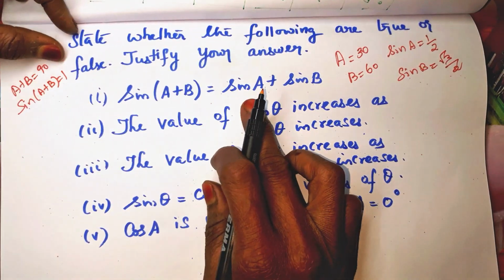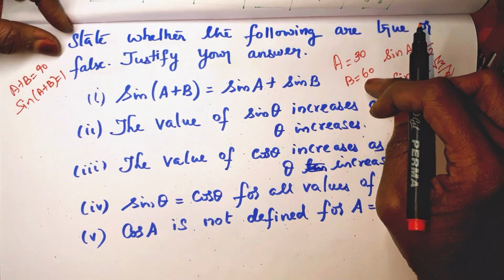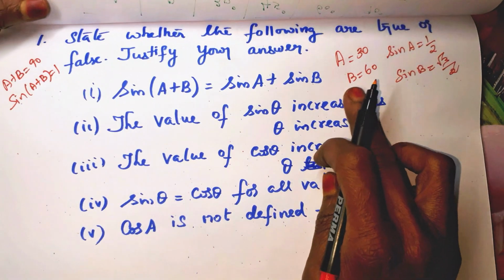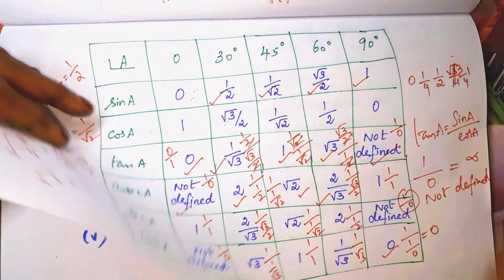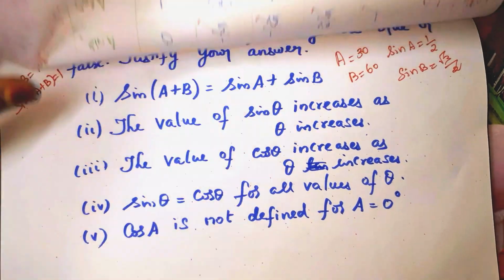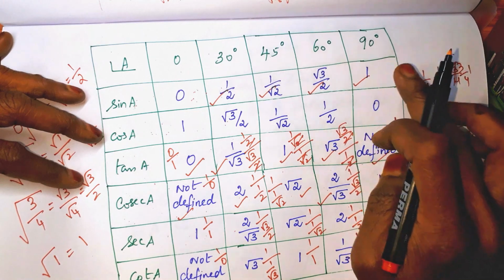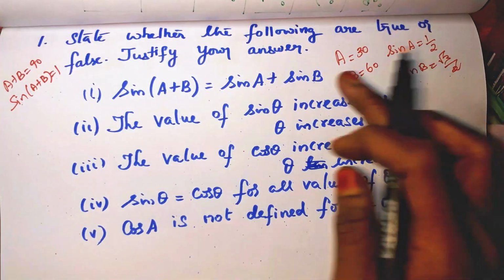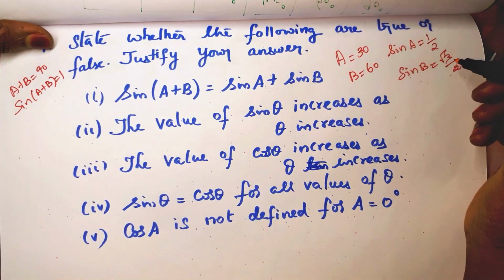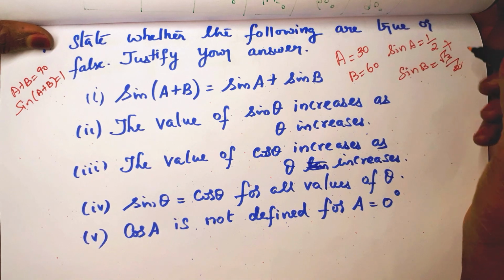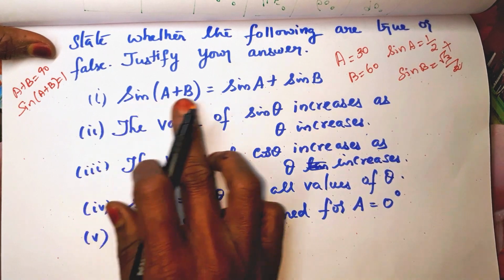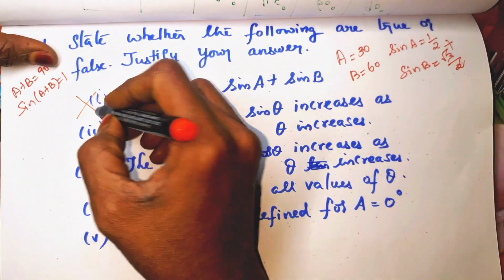For checking the first one, I have taken a as 30, b as 60. So sine a is 1 by 2, and sine b, that is sine 60, is root 3 by 2. So what is a plus b? A plus b is 90, and sine 90 is 1. Now sine a plus sine b is 1 by 2 plus root 3 by 2, but sine of a plus b is 1. So this result is not true for all a plus b. So this is not true.